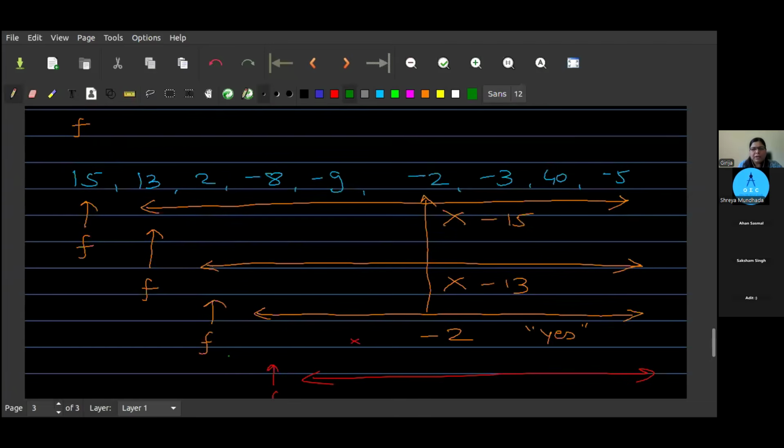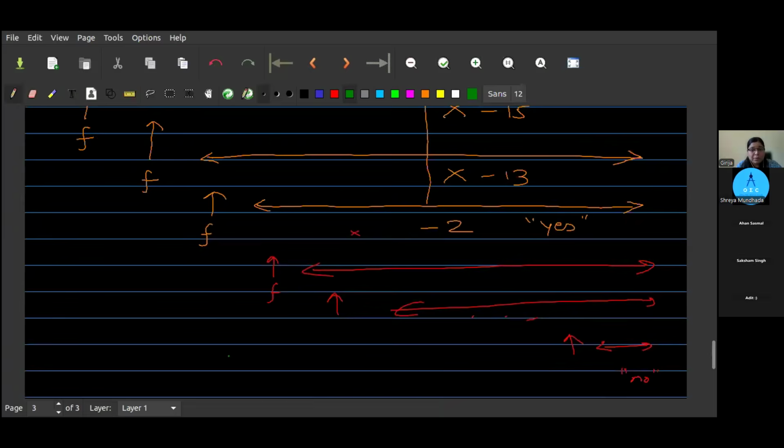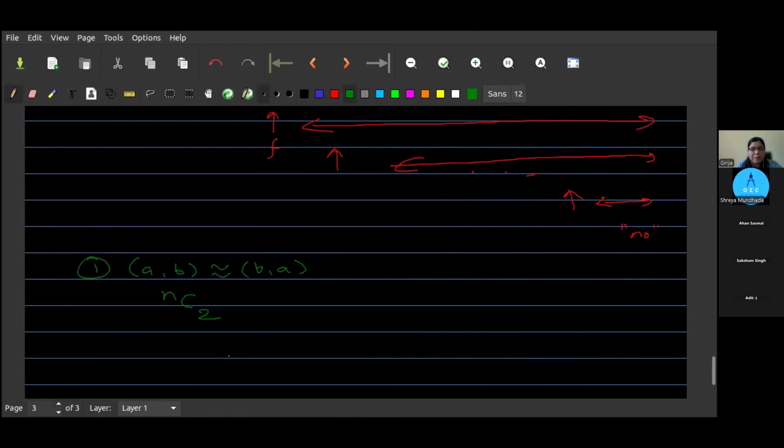Choose any two out of n, right? You have to consider all pairs. If you don't consider any one of the pair and that happens to be the actual pair, then you are losing on the answer, right? So you have to consider exactly these many pairs.